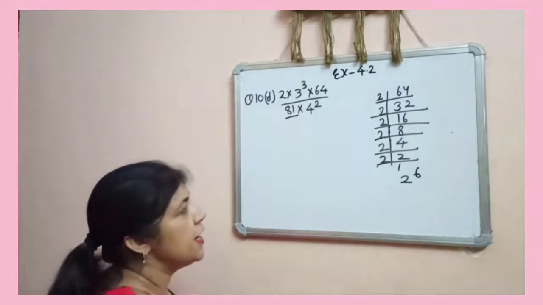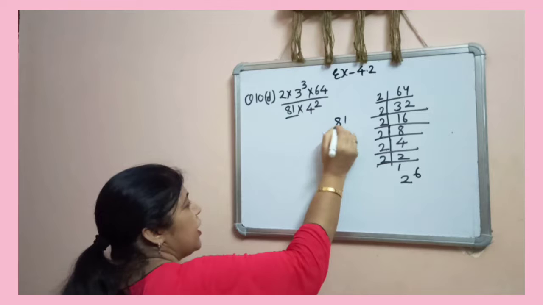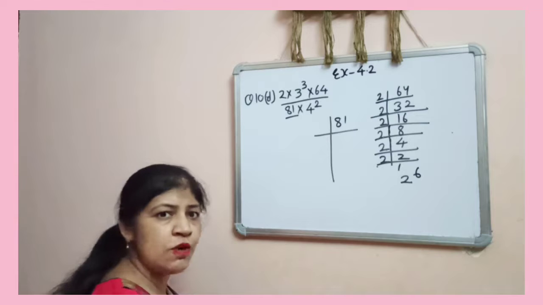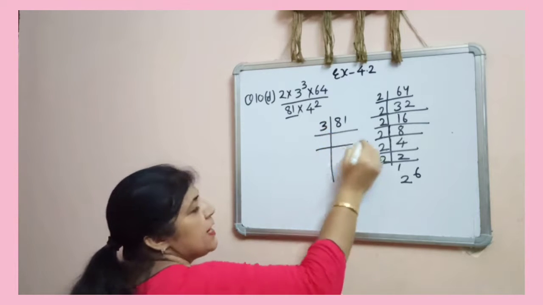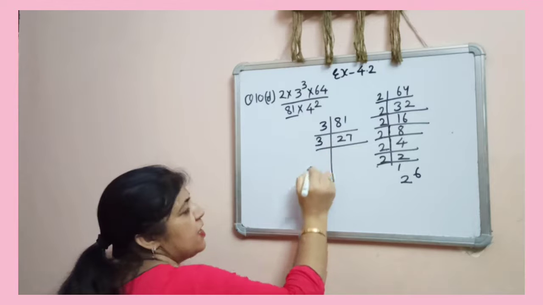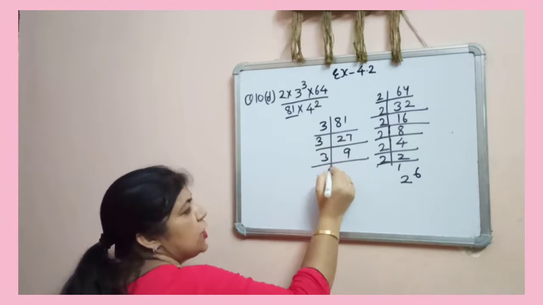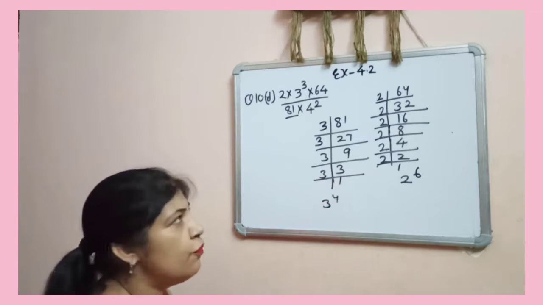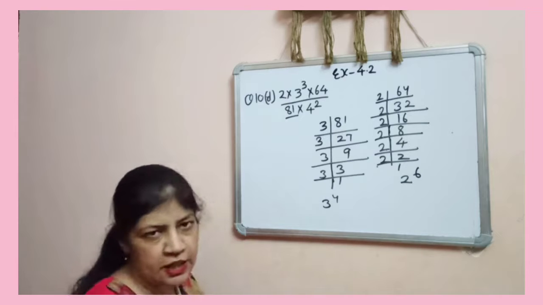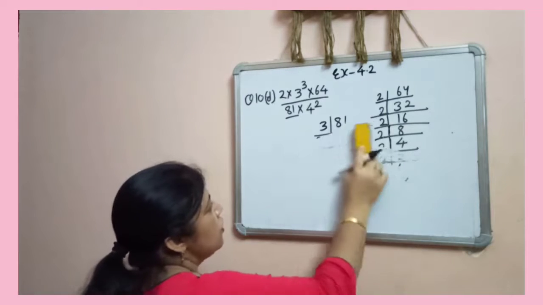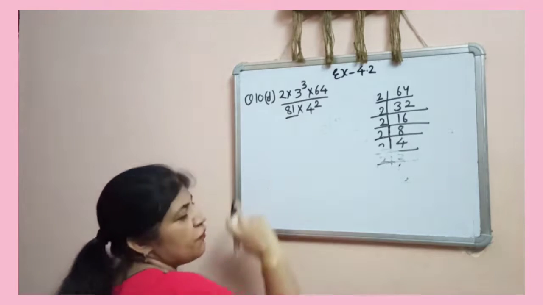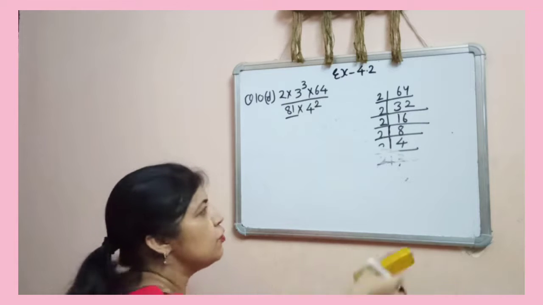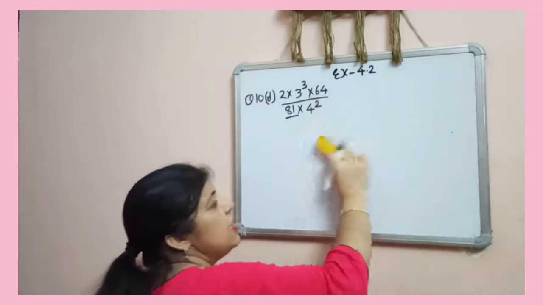Similarly, for converting 81 into exponential form, you need to find the prime factors of 81. It is divisible by 3, you get 27. Again, sorry, it will be divisible by 3. So you will get 3 raised to the power 4. The rest are already in exponential form. So in place of 81 you can write 3 raised to the power 4, and in place of 64 you can write 2 raised to the power 6.